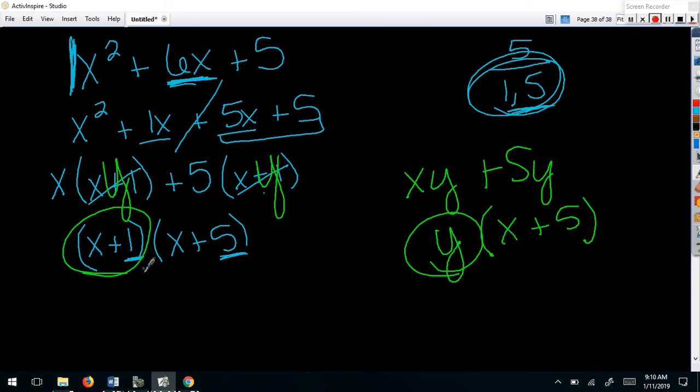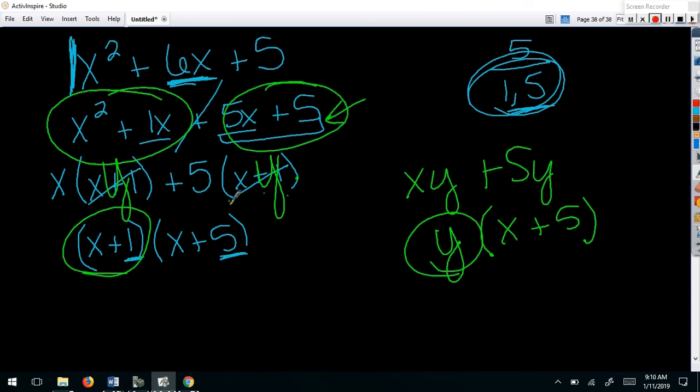Wait, how did you get the x plus 1 from the second step to the third step? The one right above it. So you go from that to then you get that x plus 1. I looked at the first two and I took the GCF out. And then I looked at the second two and took the GCF out.